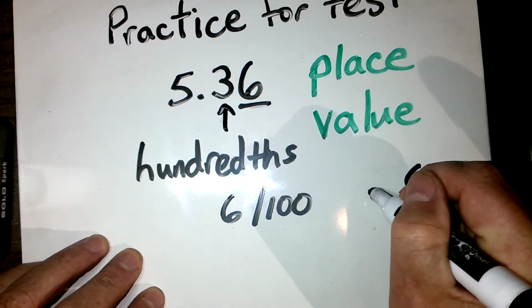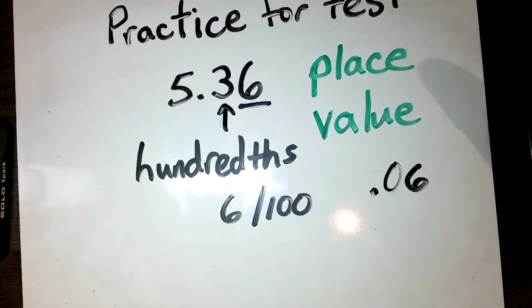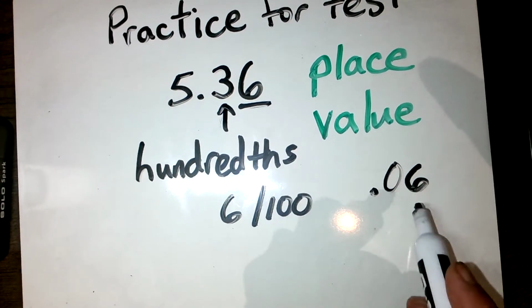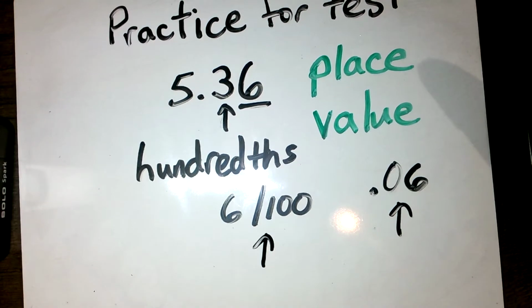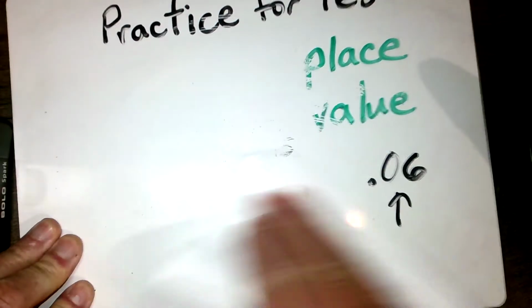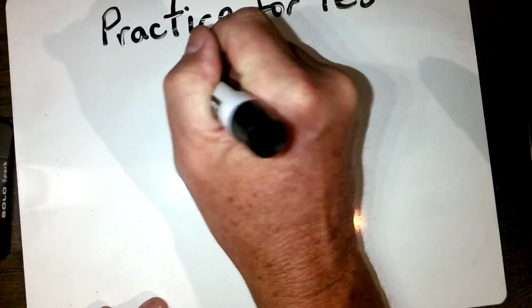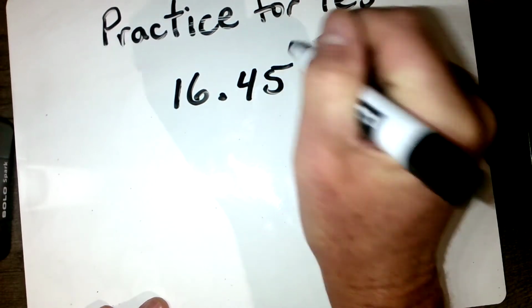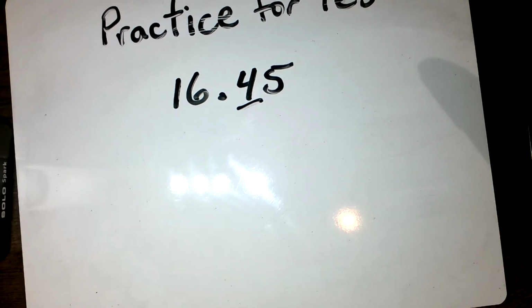So don't forget the decimal. Everything on this side has to be a fraction or a decimal. So your answer is hundredths place, and the value is 6 hundredths. You could either write it this way or this way. All right, next question. The place and the value, please, of this digit right there. Go ahead and do that now. Place and then value.